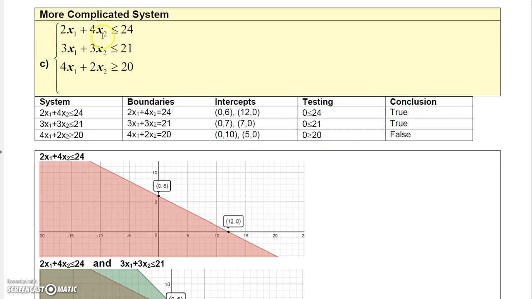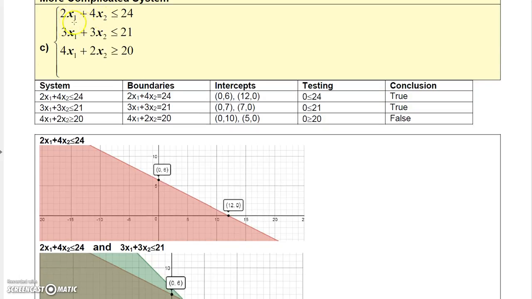Okay, here's a more complicated system, and this time I'm using x1 and x2 instead of x and y. If that bothers you, just go ahead and change the x1 to x and x2 to y when you work the problem. But just know x1 is x and x2 is y.